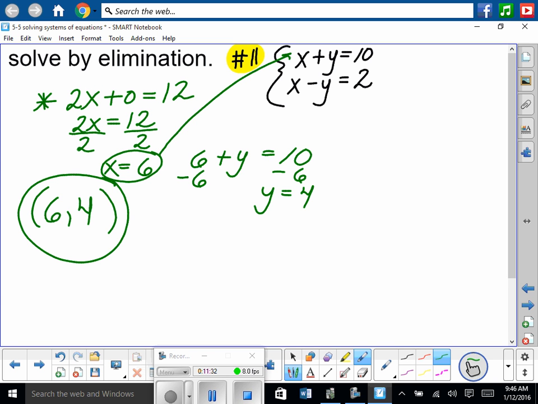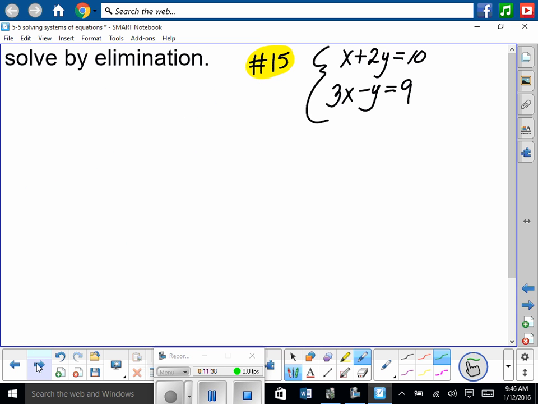Okay, so we didn't have to manipulate this one at all, so elimination was pretty easy. Let's do one where we have to manipulate it. Number 15. So everybody look with me at number 15. So first of all, remember, you are going to look at a variable and say, I'm going to eliminate it, but they have to be exact opposites of each other.